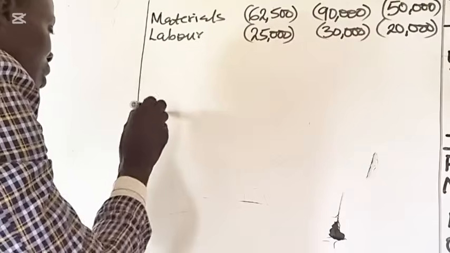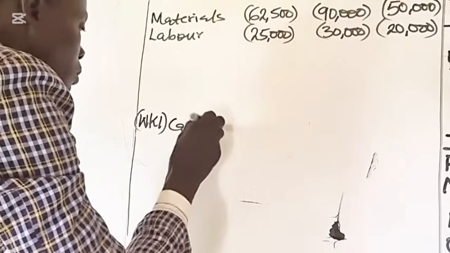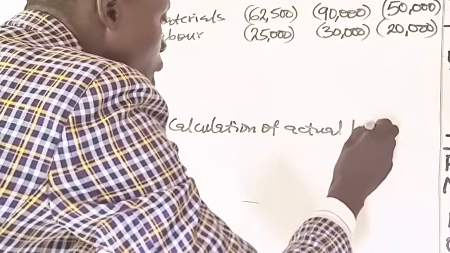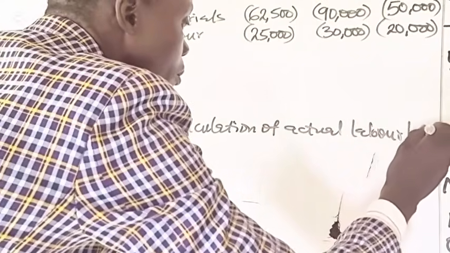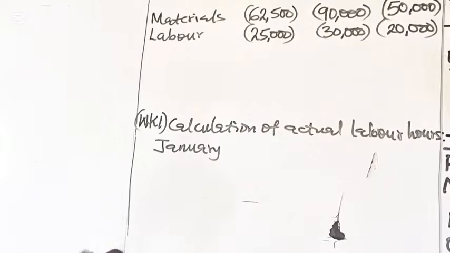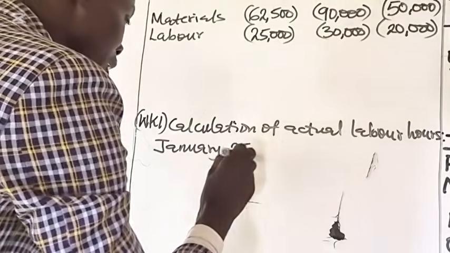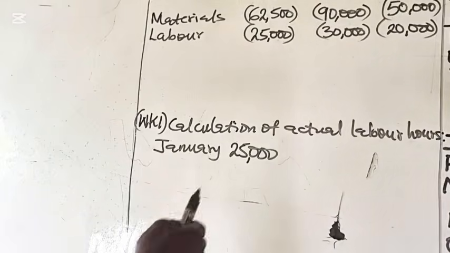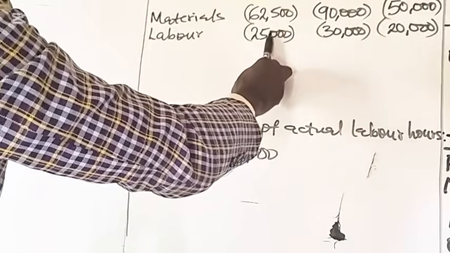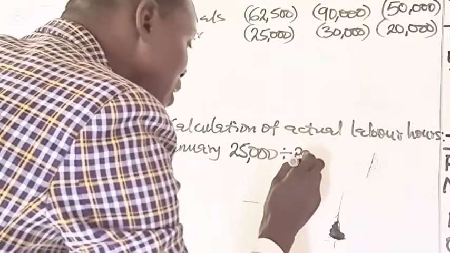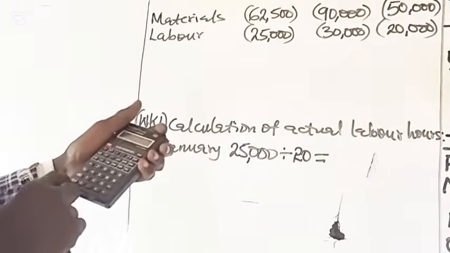Working number one: calculation of actual labor hours. In the month of January, the actual labor cost given is 25,000. And you were told labor is paid at the rate of 20 Liberian dollar per hour. If labor is paid at 20 Liberian dollar per hour and the actual labor cost incurred in January is 25,000, how many hours will have been worked before this 25,000 will be paid?